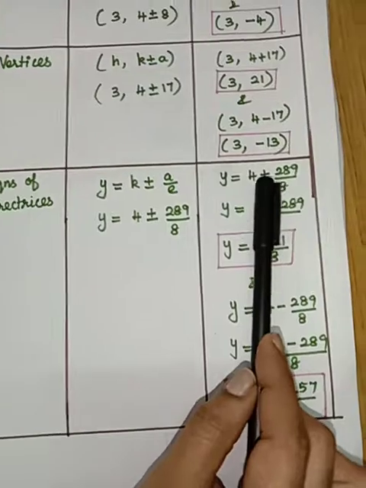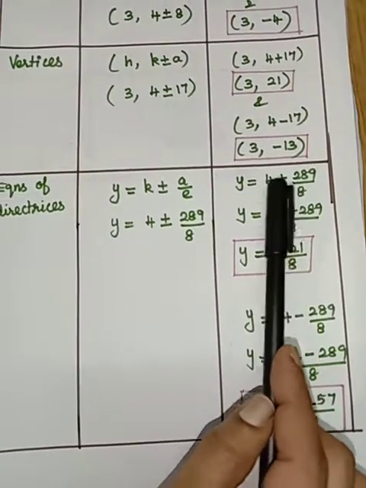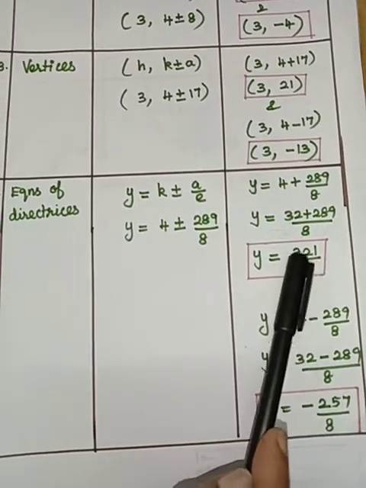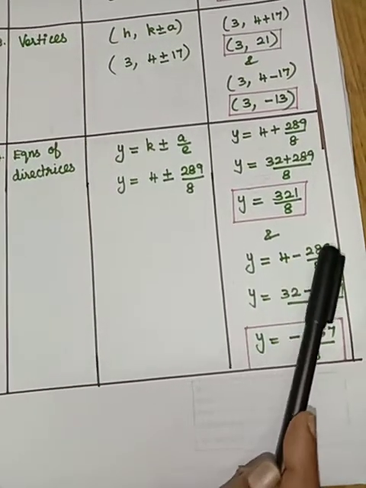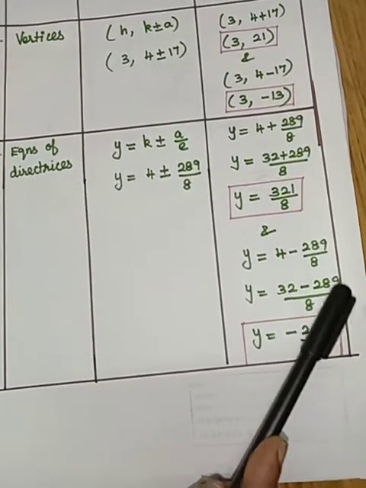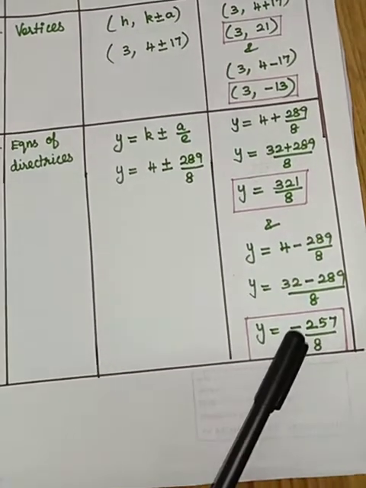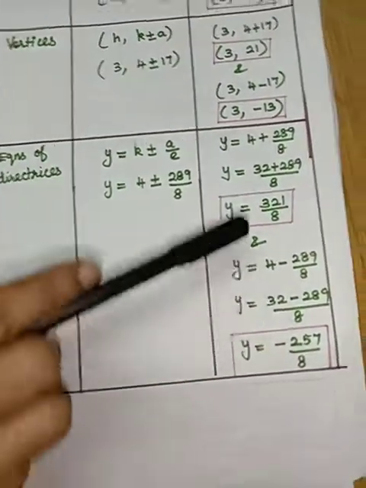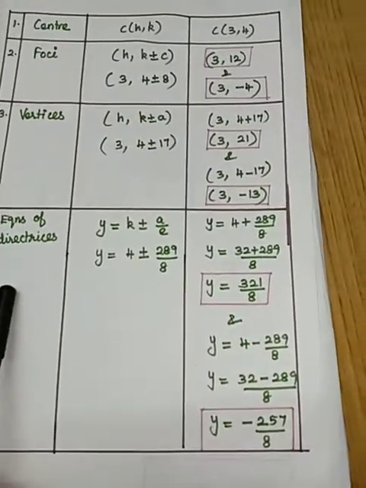So 4 plus, take the first plus symbol, 4 plus 289 by 8. When you take LCM, it is 32 plus 289 by 8. So when you add, it is 321 by 8. In the same way, take the minus sign, 4 minus 289 by 8. While you are taking LCM, 32 minus 289, that is equal to minus 257 divided by 8. These two are the equations of directrix. So all those things we have to mark in the diagram.